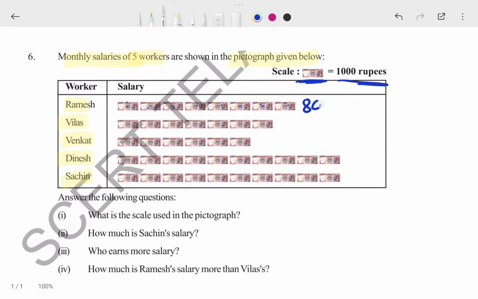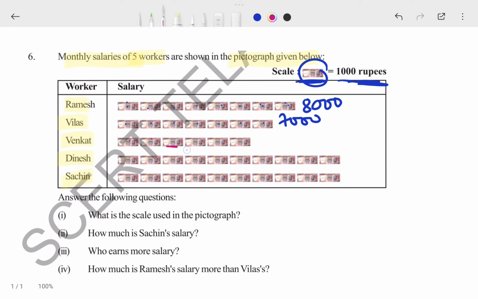Ramesh is earning 8000, so write 8000. Now Bilas: 1000, 2000, 3000, 4000, 5000, 6000, 7000. He is earning 7000. Why? Because this one note is equal to 1000 rupees, so here we are counting one note as 1000. That's why.